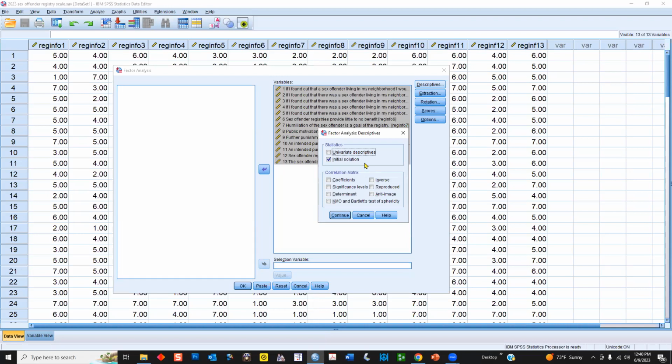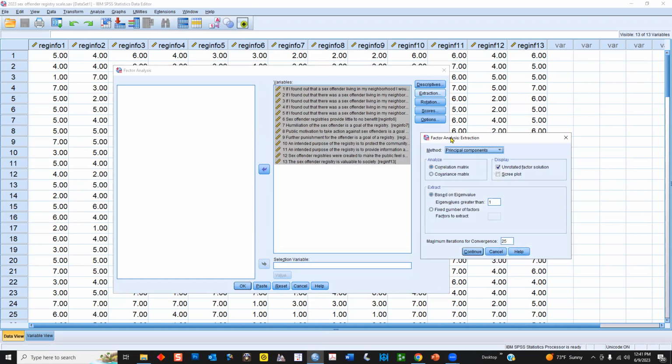But there are some things that you should always look at when you're doing exploratory factor analysis. We'll start with a KMO and Bartlett's test of sphericity. That'll give us just the basic test of whether or not the data are factorable. We'll also look at the anti-image correlation matrix. I'm not going to use the reproduced values here, although that's something that people often do.